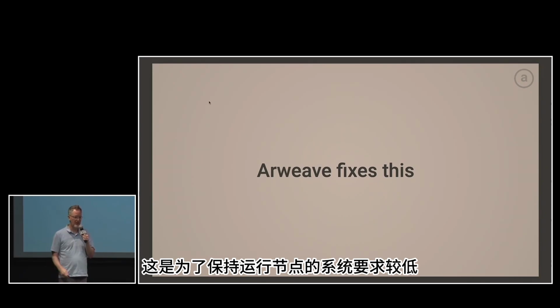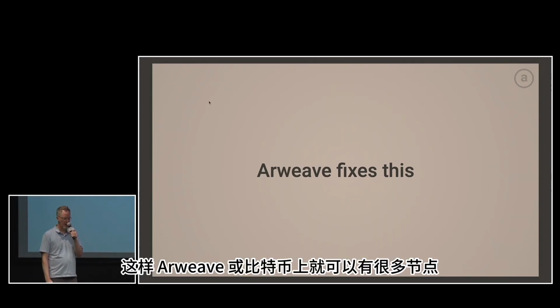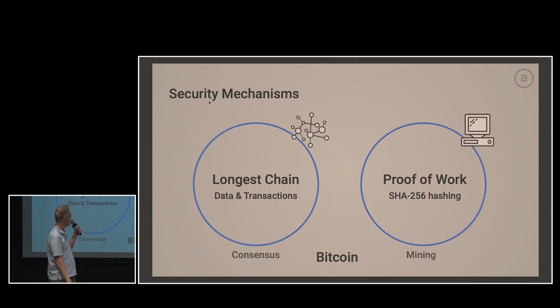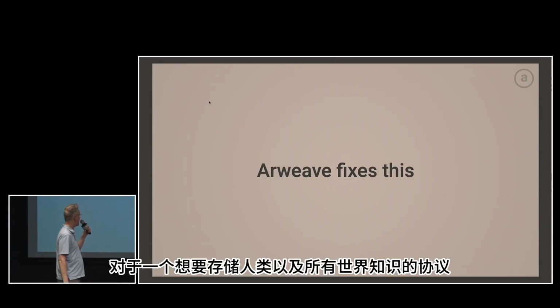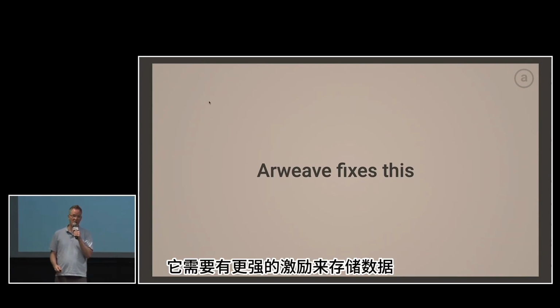So there can be a lot of nodes on Bitcoin. But Arweave fixes this. For a protocol that wants to store all of the world's knowledge, it needs to have stronger incentives to store data.